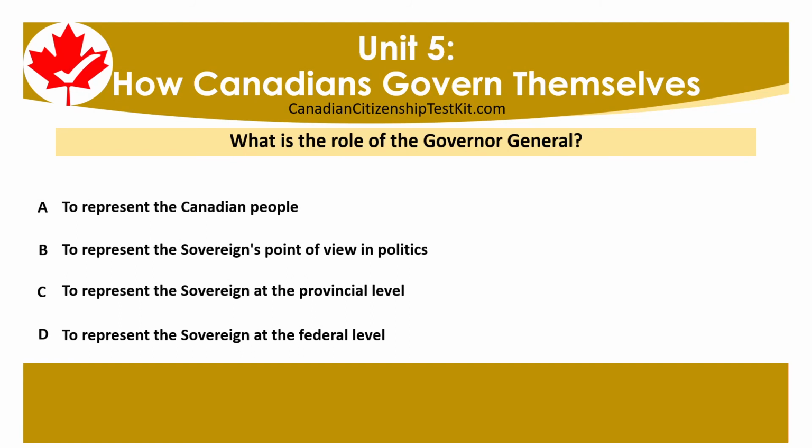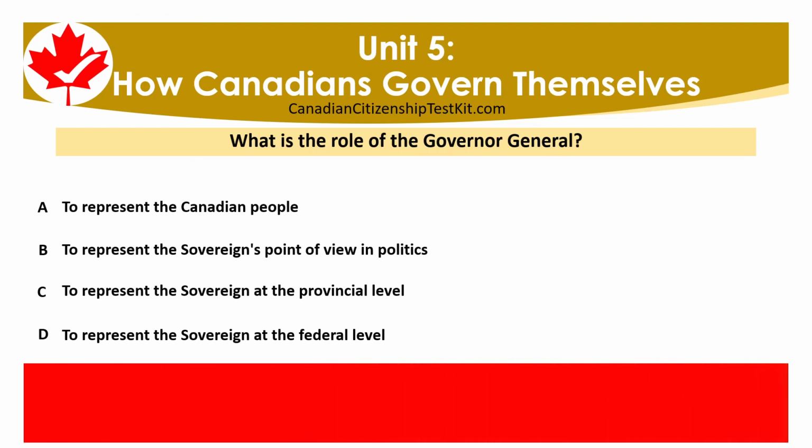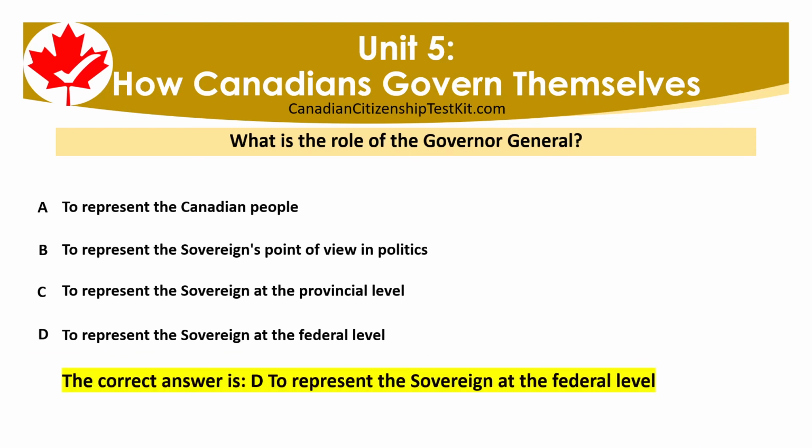What is the role of the Governor-General? A. To represent the Canadian people. B. To represent the sovereign's point of view in politics. C. To represent the sovereign at the provincial level. D. To represent the sovereign at the federal level. The correct answer is D. To represent the sovereign at the federal level.